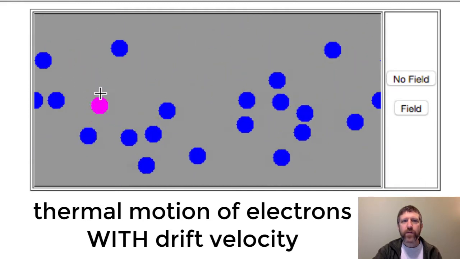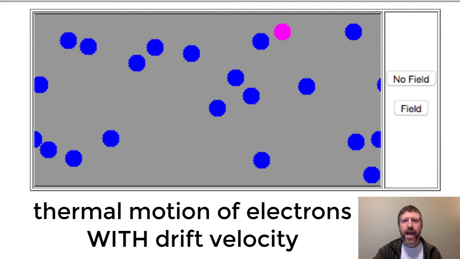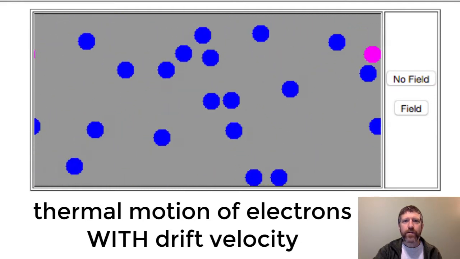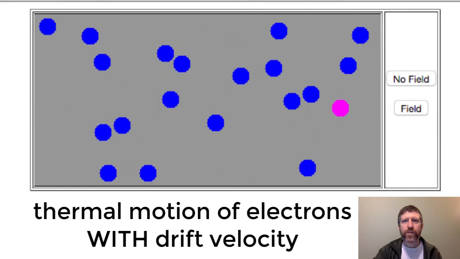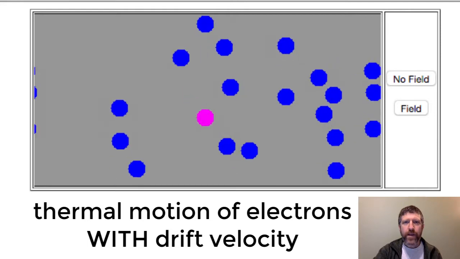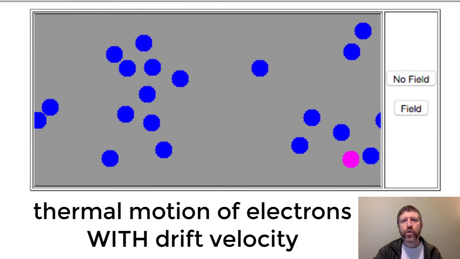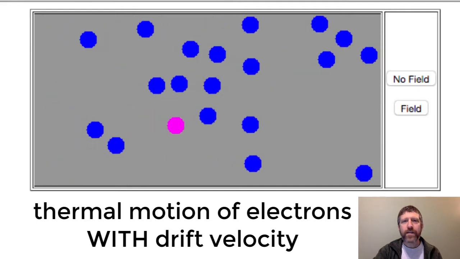And here's another electron we can keep track of. It's differently colored, so we can keep track of it. And they seem to be moving randomly again, but you'll notice that it does eventually drift off to the right. And here comes another one. And all these electrons are eventually drifting off to the right.